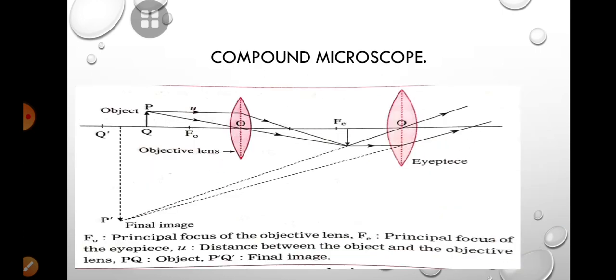Next, the compound microscope. We can see from the figure, F0 is the principal focus of the objective lens. FE is the principal focus of the eyepiece. U is the distance between the object and the objective lens, PQ is the object, and P dash Q dash is the final image. So now we will learn about the construction of the compound microscope.